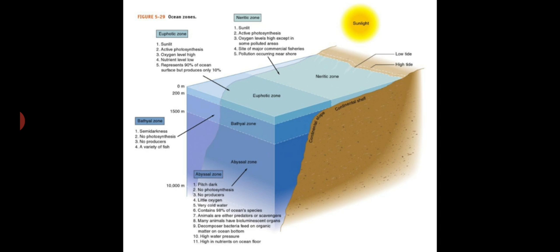Many creatures that are found in this zone are bizarre looking. Some organisms of this zone have evolved luminescent organs. Therefore, they shine in the dark. Probably this feature helps them to attract food and mates.